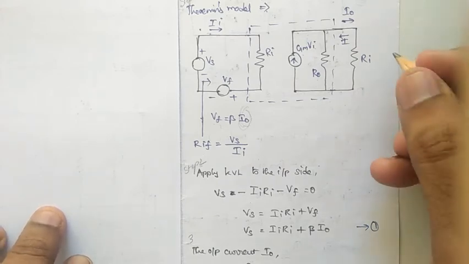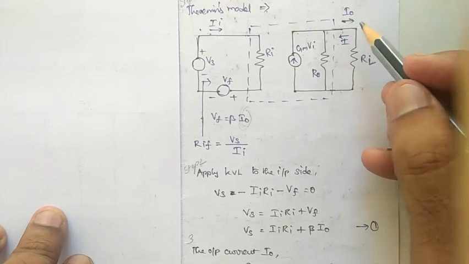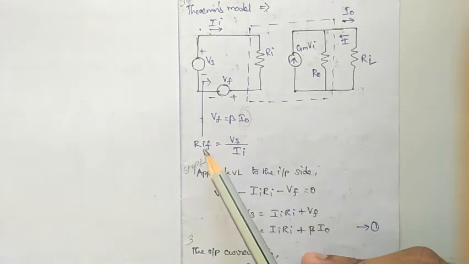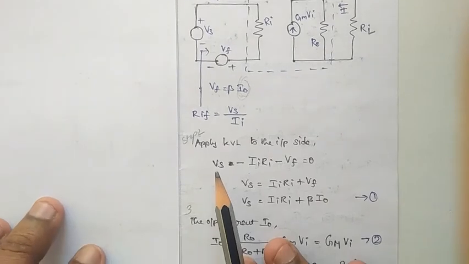this is not RI, this is RL. So this is the load resistance. The output current flows through the load resistance. That's all about the diagram. On the input side we have to mention RIF is equal to Vs by Ia, as per Ohm's law we can write.